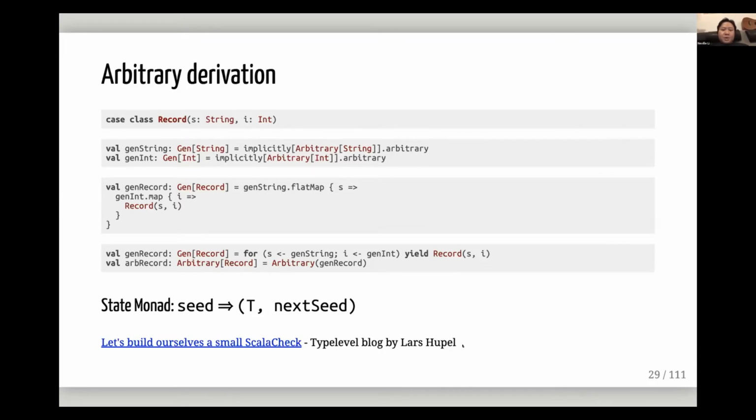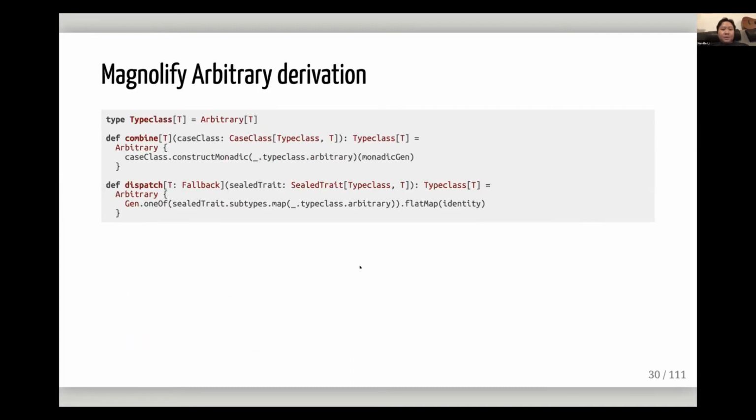All right, so let's see how this works with Magnolia. First we alias the type class to Arbitrary, and then we define the two methods, combine and dispatch. It's super straightforward because we already know that a generator Gen of T is a monad. We can use caseClass.constructMonadic to do that automatically. All we need to do is supply the fact that Arbitrary is a monad and adapt to the monad Gen, which I'm going to show in a minute.